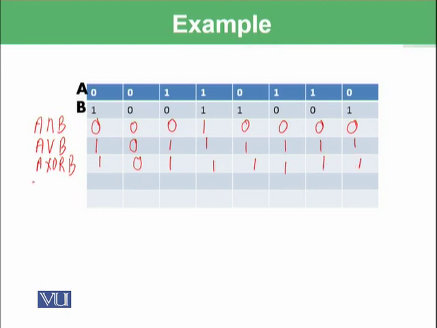And if you want to compute NOT of A, it will convert 0 to 1, 0 to 1, and 1 will be converted to 0, 1 will be converted to 0, 1, 0, 0, 1. And similarly, NOT B would be: this 1 will be converted to 0, 1, 1, 0, 0, 1, 1, 0.